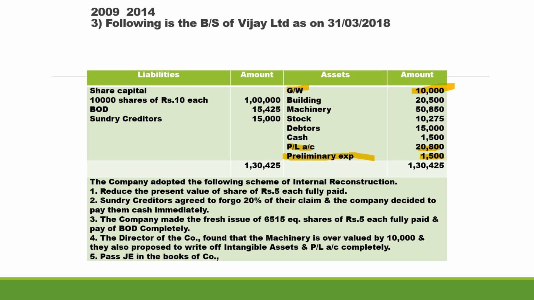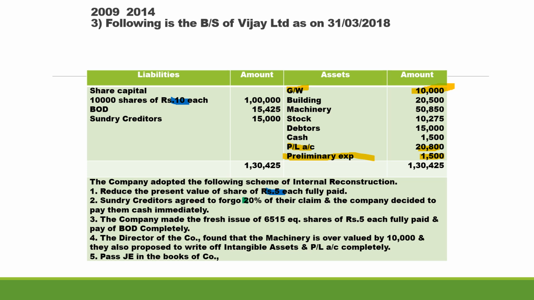The purpose of internal reconstruction is to write off the expenses and losses appearing in the balance sheet. So in that order, goodwill has to be taken out, prelim expenses have to be taken out, PL account has to be taken out, means it has to be written off. The company adopted the following scheme of internal reconstruction. Reduce the present value of the shares to rupees 5 each. If you look at your share, we have 10 rupee, it is reduced to rupees 5. So we get capital reduction 5 rupees.